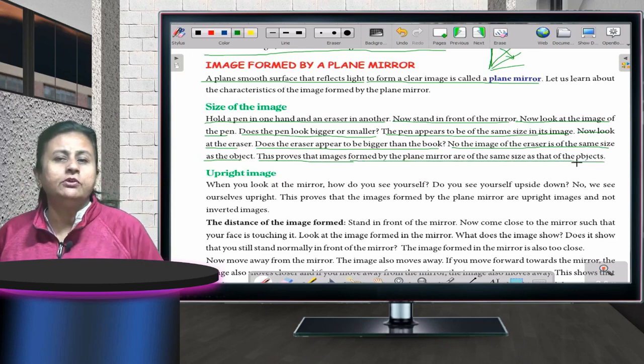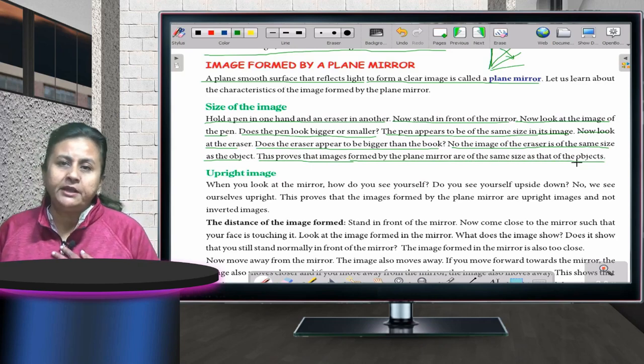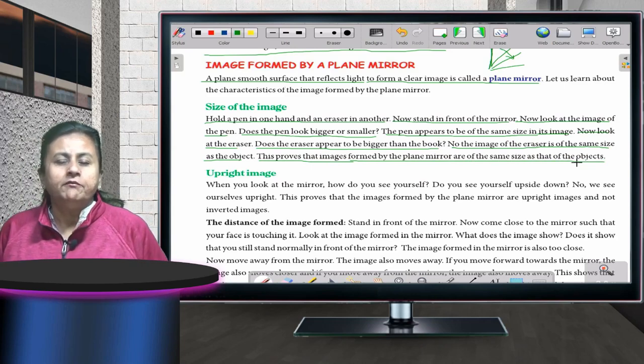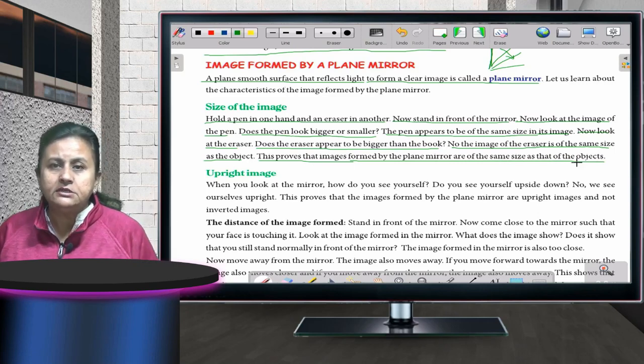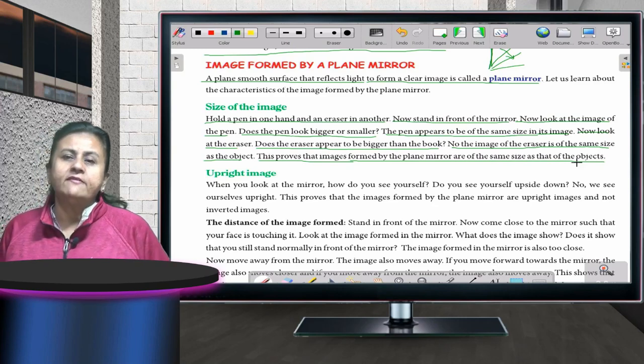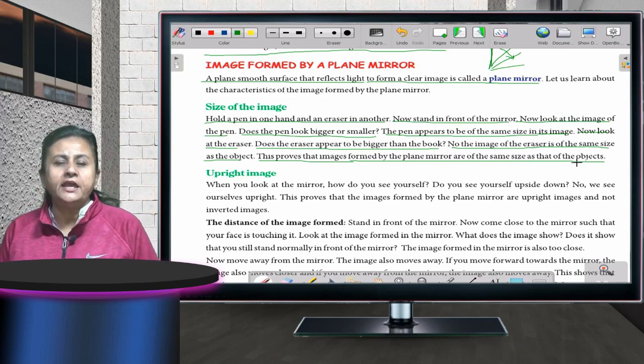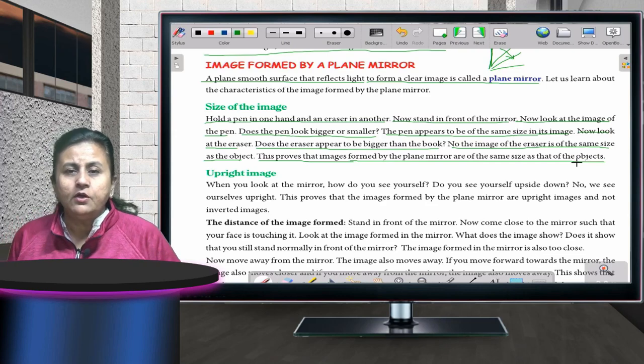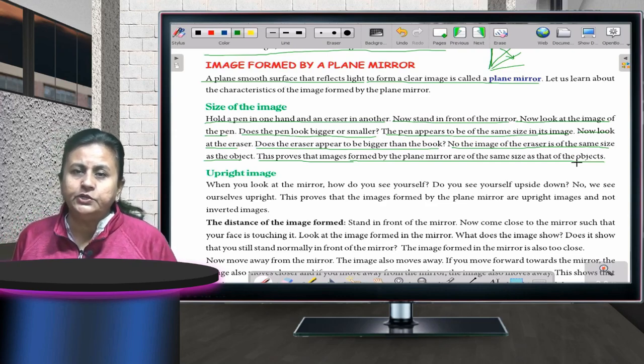When you look at yourself in the mirror, we are using a plane mirror. We do not see the size of the object increased or decreased. It always remains the same. Fine, children? So the size of the image in the plane mirror does not change at all. Whatever is the size of the object, you will see the same size in the mirror also. Fine, children?